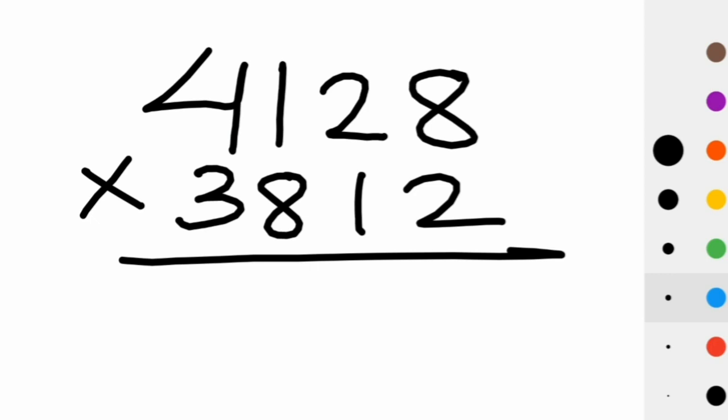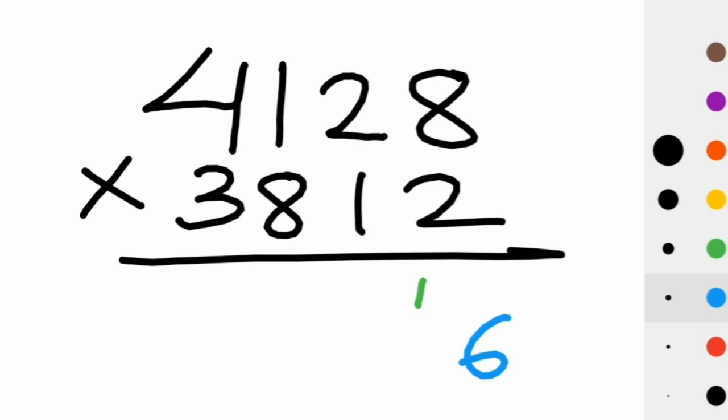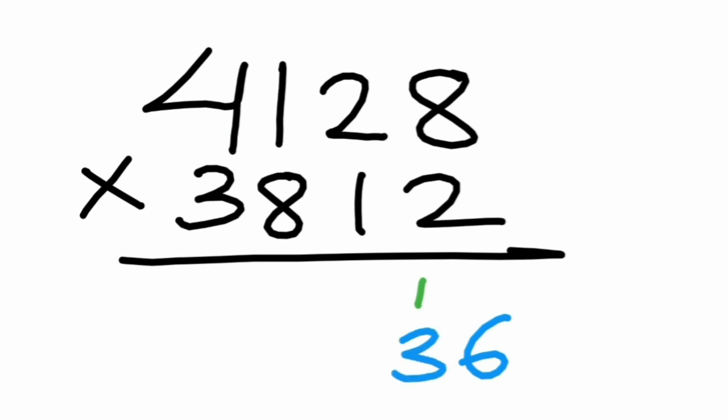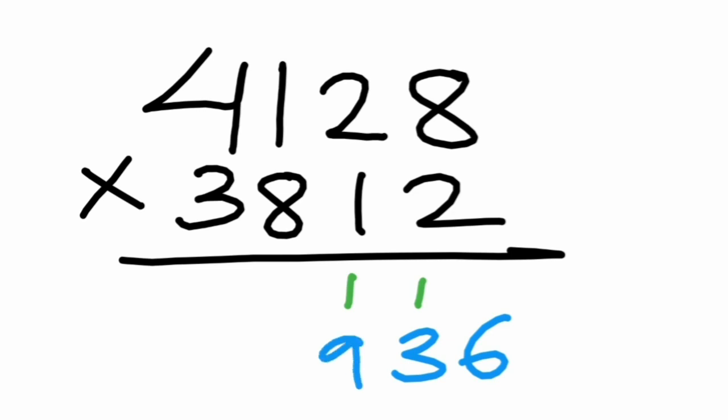8 into 2 is 16. 6. 1 will be carried. 2 into 2, 4. 4 plus 8, 12. 12 plus this one carried, 13. 3 and this one. 2 ones are 2. 8 8s are 64. 66. 66 plus 2 is 68. 68 plus 1, 69. 9, and then there 6 will be carried.